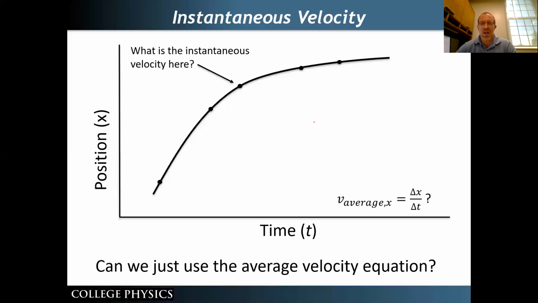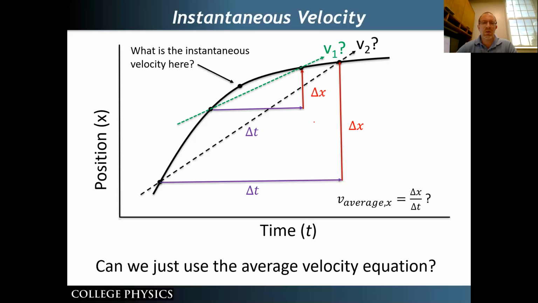Well, can we just use the average velocity equation to maybe figure out what this would be? Well, let's see. Average velocity based on what? Based on what delta x and what delta t? If we choose those two dots, we get one value for velocity, for slope. If we chose these two, we get another.